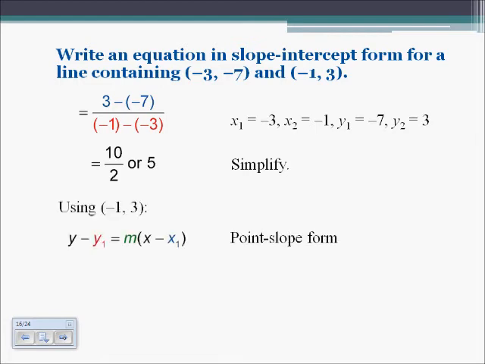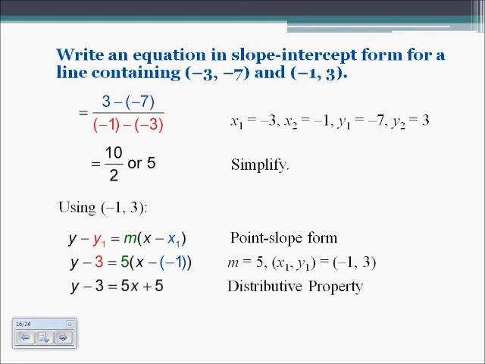Okay, we have the point-slope, and we're also going to pick the point (-1, 3). Putting in the information that we know, we have y minus 3 is equal to 5 quantity x minus negative 1. Simplifying, y minus 3 is equal to 5x plus 5. And lastly, y is equal to 5x plus 8 when we solve. So again, starting with 2 points and ending up in slope-intercept form.